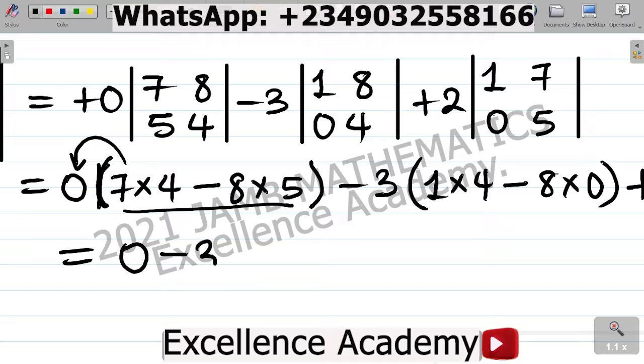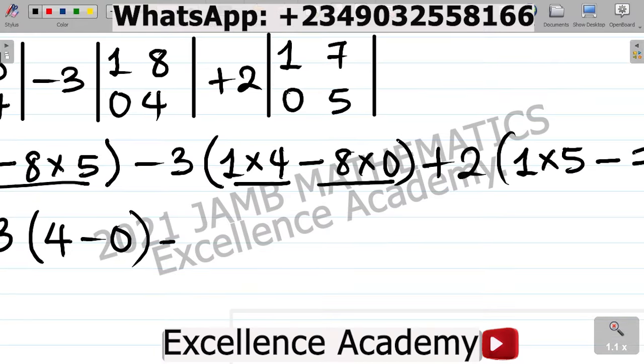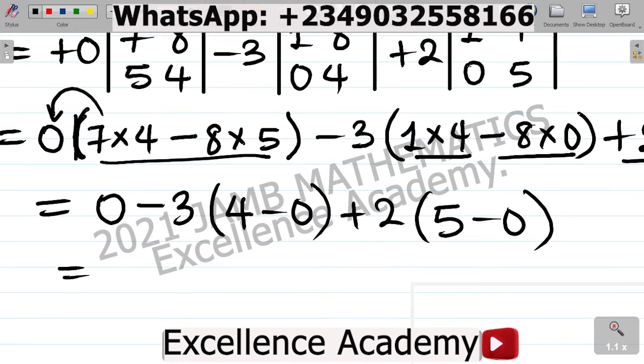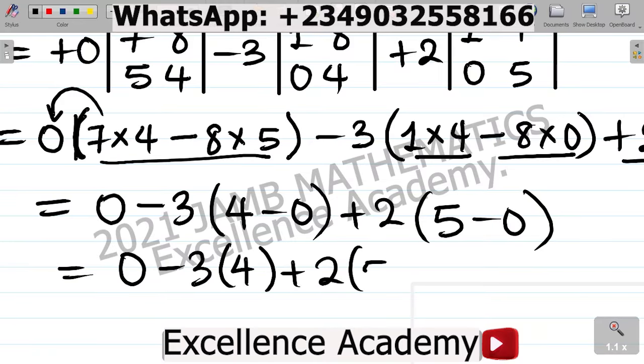This becomes minus 3. So I'm picking up this one here. Minus 3 into 1 times 4 gives you 4, minus 8 times 0 gives you 0. So that's minus 0 basically. Next up, plus 2 into, in the bracket, 1 times 5. That is 5 minus 7 times 0 is 0. So let's work on this. This is equal to 0 minus 3 into 4 minus 0, which is 4, plus 2 into 5 minus 0, which is 5.